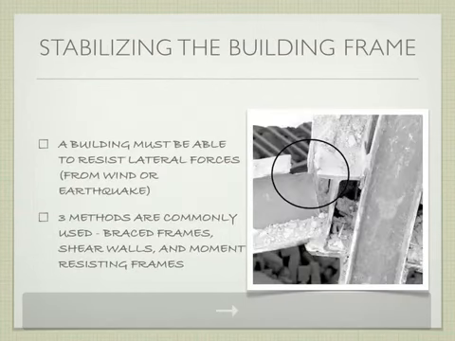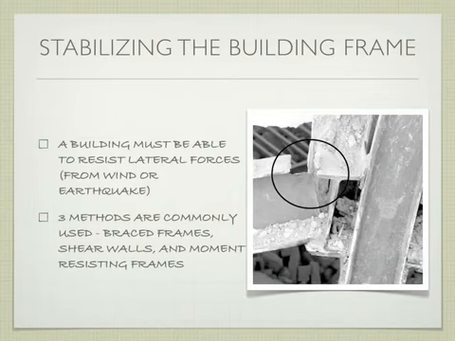Right? This is what we don't want to have happen. We don't want that cracking. So the building must be able to resist the lateral forces from a wind or an earthquake. We have 3 different ways for that to happen. The first is braced frames, which is very common on building retrofits.